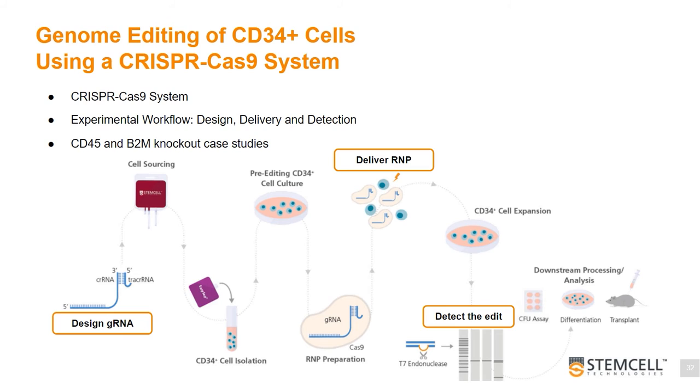In this section, I will talk about genome editing of CD34 cells using the STEMCELL Technologies CRISPR-Cas9 system. First, I will introduce to you the CRISPR-Cas9 system. Then I will discuss the typical experimental workflow, focusing on the 3Ds of CRISPR: the design, delivery, and detection. And finally, I will discuss some results of CD45 and B2M knockout experiments.